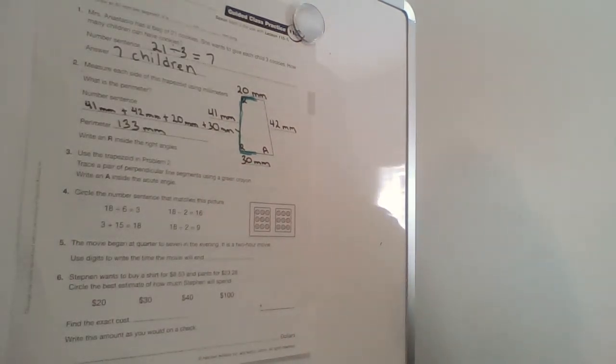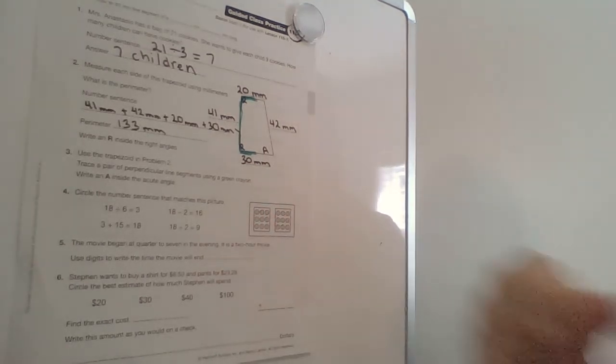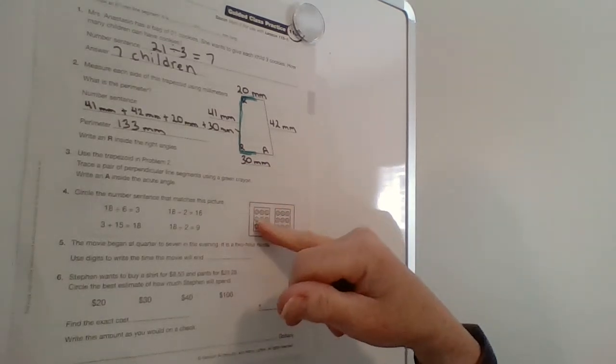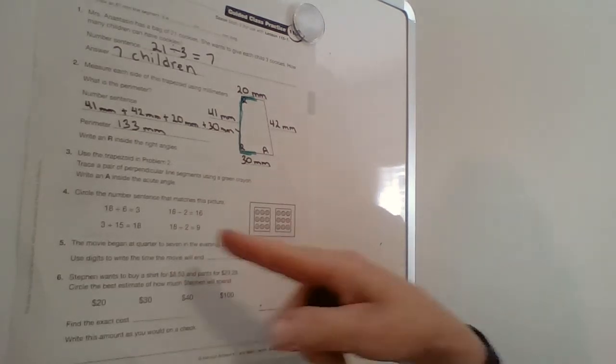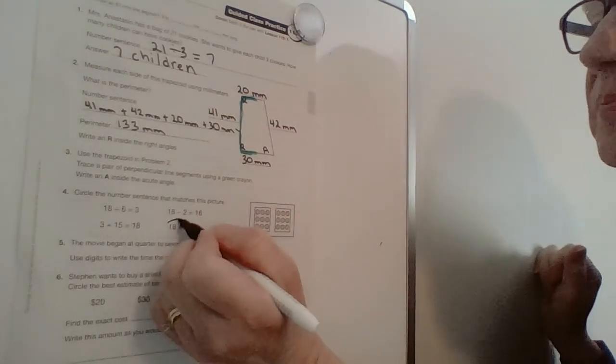Circle the number sentence that matches this picture. Okay, well, I see that we have 2 groups, and each side, the groups, I see that there are 9, and I know there's 18 of these all together, so 18 divided by 2 equals 9.